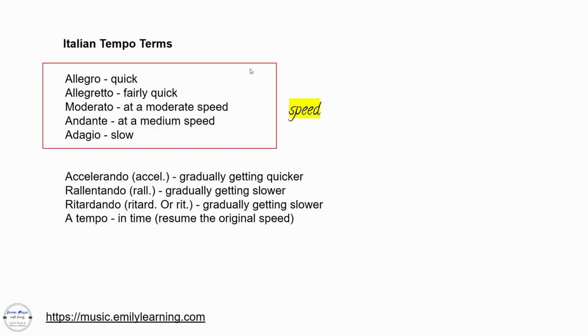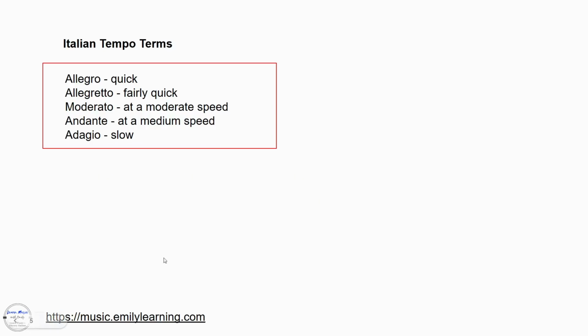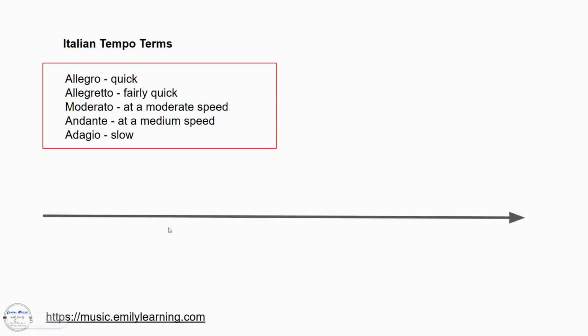So now let's first focus on this first part where we look at the speed. There are 5 Italian tempo terms on the speed at which the music is to be played. Let me show you a way that I recommend students to remember them. I'll usually draw this line with an arrow. On the left hand side, I will put slower, and on the right hand side I'll put faster. So the terms on the left will be slower, and the terms on the right will be faster.